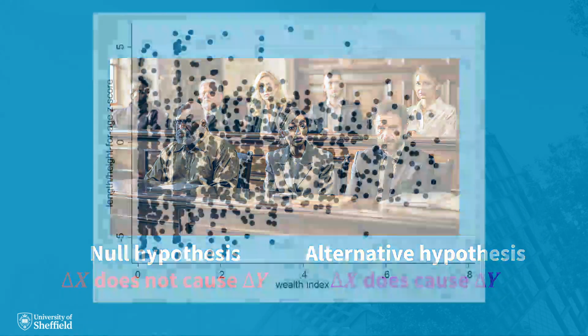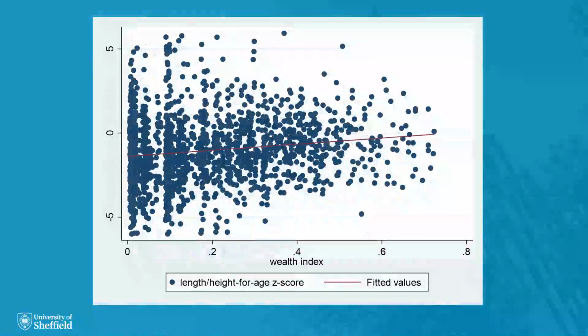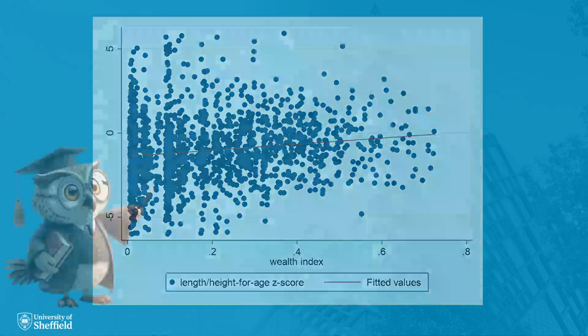Let's start where we left off in our last video by drawing a scatter plot between wealth on the x-axis or horizontal axis and height for age on the y-axis or the vertical axis. Last time we saw that it's possible to draw a line of best fit through the data. Any straight line through two-dimensional space can be defined by two parameters, the intercept and the slope.